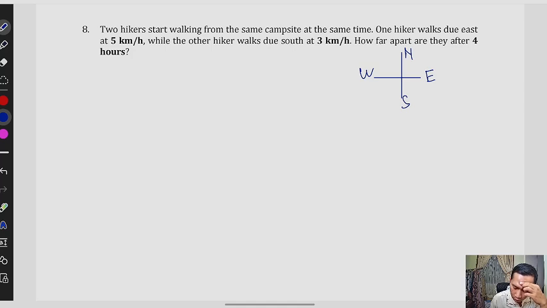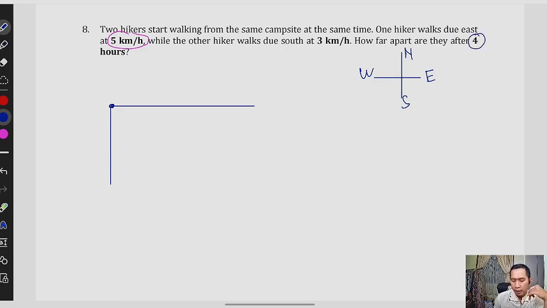One hiker walks to the east, so let's start here. One walks to the east, to the right, at 5 kilometers per hour. Later, how many hours then? Because we need to find the distance here. While the other hiker walks to the south at 3 kilometers per hour, like this. How far apart are they after 4 hours?